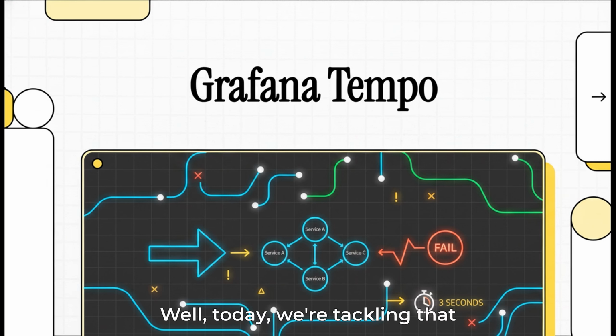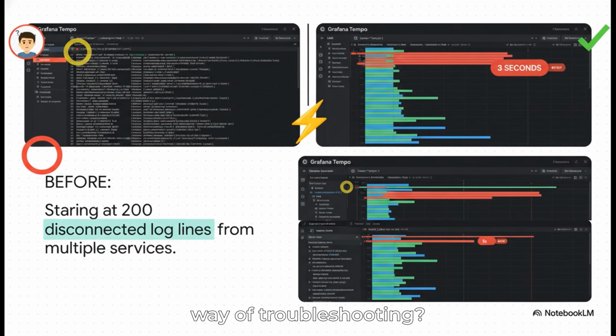Well, today, we're tackling that exact daily nightmare. We're diving into Grafana Tempo, which is basically the ultimate tool for IT support engineers and developers who are just totally exhausted from guessing where things went wrong. You know that old way of troubleshooting? The endless scrolling, the blind guessing, the sheer panic of trying to piece together a broken puzzle? It's brutal. But then there's the after.